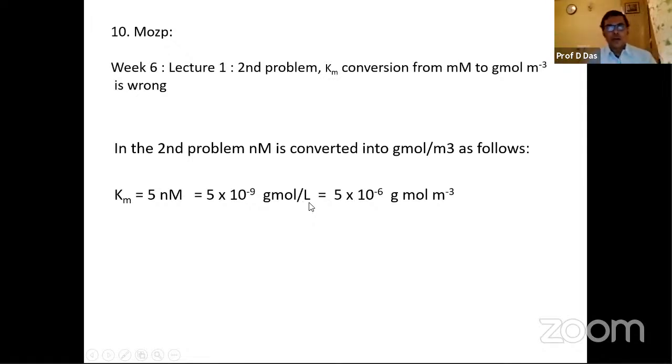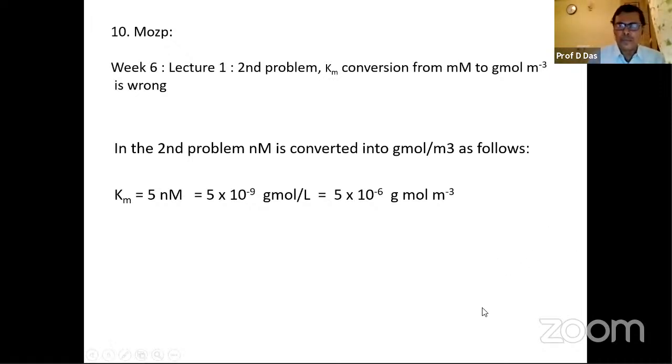Now, at the same time I can write that 1 cubic meter is equal to 1000 liters. So if you want to convert into gram mole per cubic meter, then you have to multiply by 10 to the power 3, because then it will be 5 into 10 to the power minus 6 gram mole per cubic meter. I hope you understand that this is very simple mathematics. You can do it very easily. I hope it is not a problem for you.